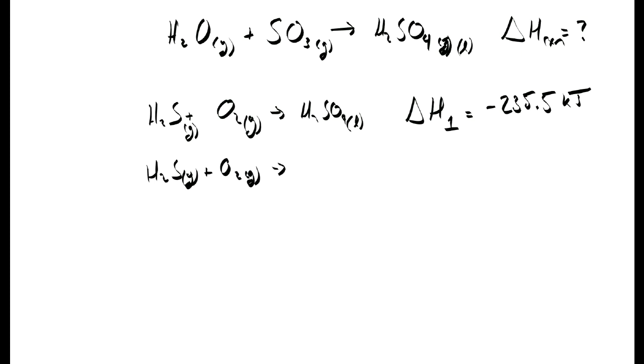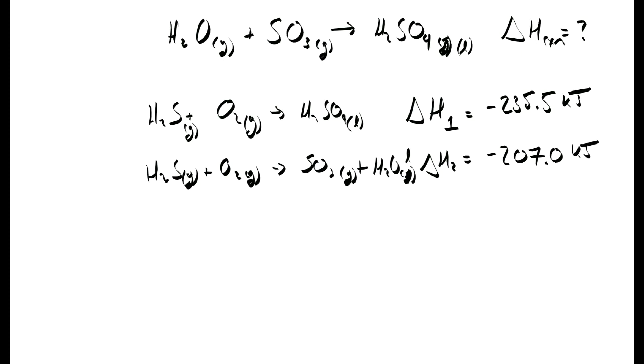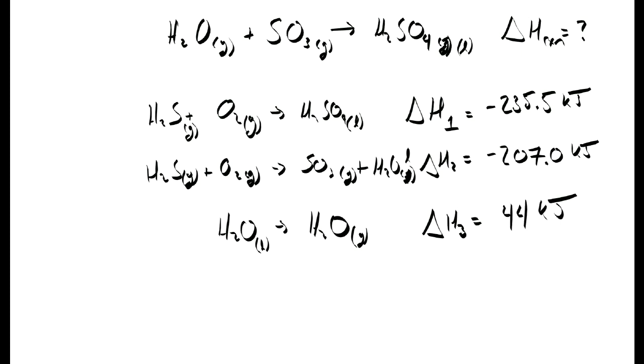Next up, we have H2S gas plus O2 gas makes SO3 gas plus H2O liquid, (dang it, this is not a gas, it's a liquid), and delta H2 is -207.0 kilojoules. And finally, H2O liquid makes H2O gas, delta H3 is equal to 44 kilojoules.